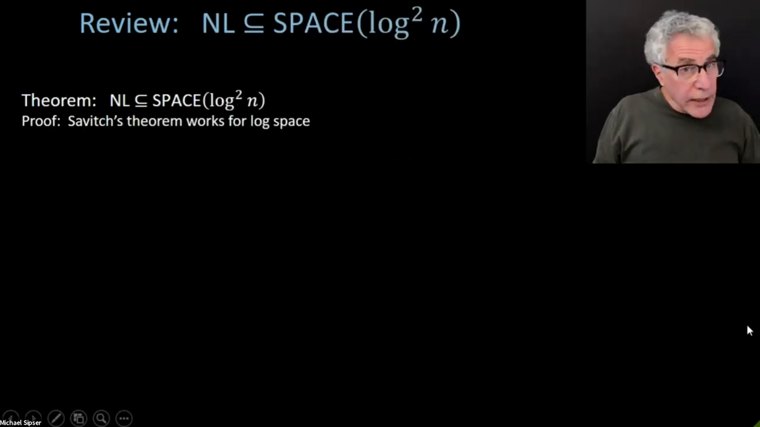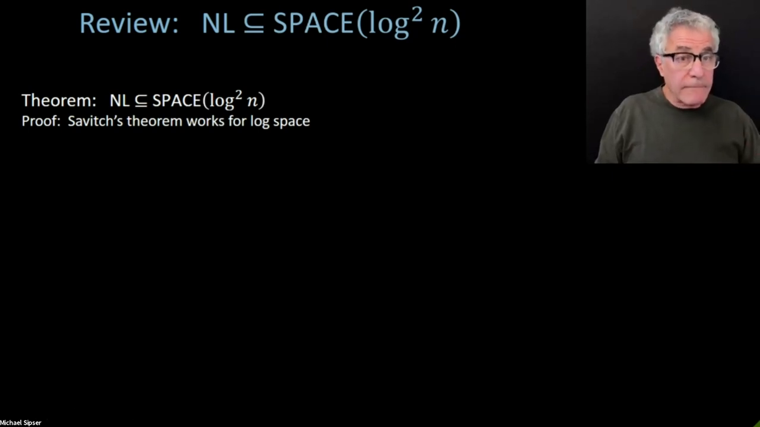Another thing we mentioned kind of quickly in passing, but still an important fact, is that Savitch's theorem works down to the level of log space. Same exact proof. So that means that non-deterministic log space is contained in deterministic log squared space, because that's what Savitch's theorem does for you. It converts non-deterministic machines to deterministic machines at the cost of a squaring in the amount of space you need.